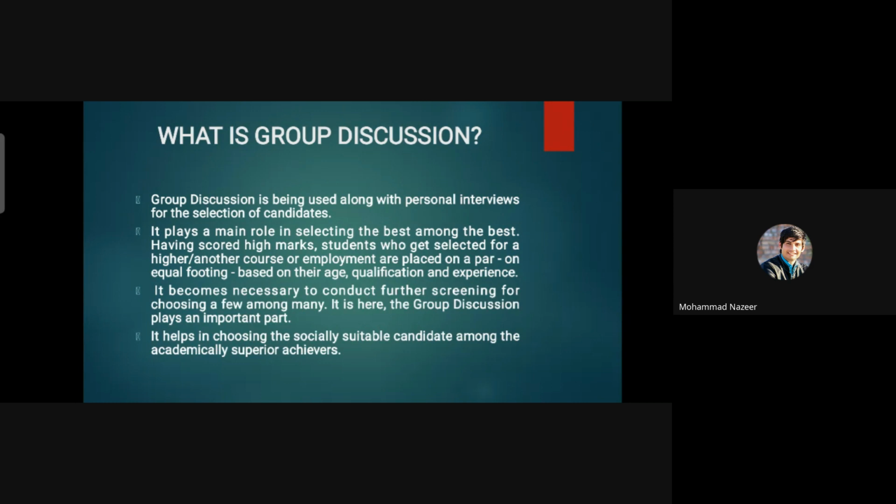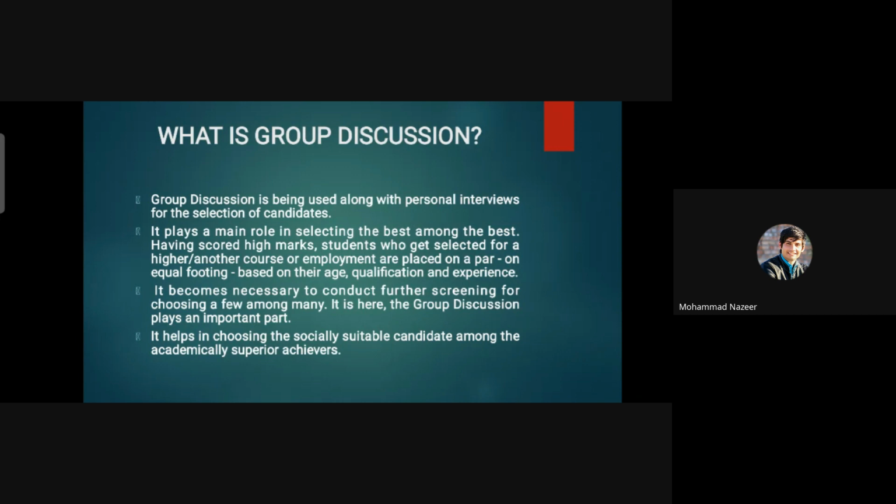Second thing, how you are going to identify the symptoms. Third is how you are going to define it, and what are your solutions. So all these things are required in a group discussion. So another thing: what is a group discussion?